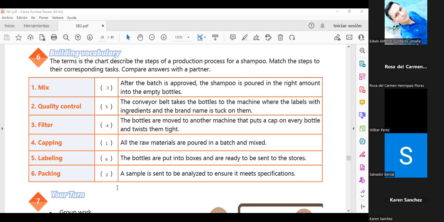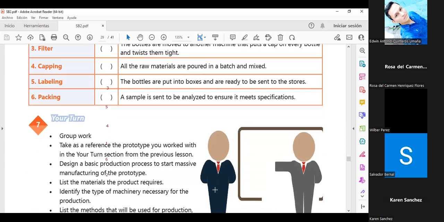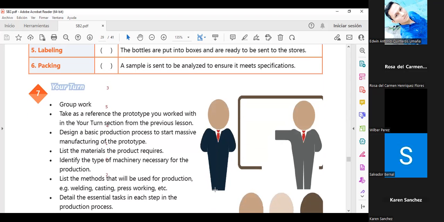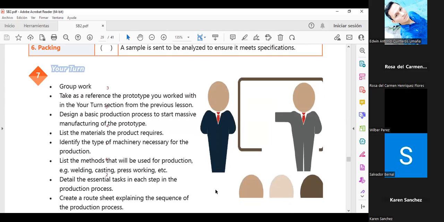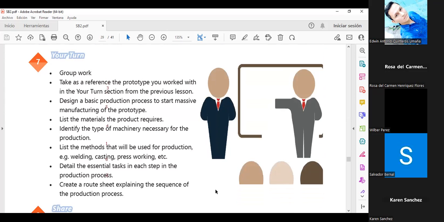¿ok? Bien, se pueden guiar por esta parte de aquí abajo, ¿ok? ¿Puede bajar ahí un poquito donde dice your turn, Nelson? Ahí dice, take as a reference the prototype you work with in your turn section from the previous lesson. No hicimos el prototipo, ok, no lo hemos hecho, lo vamos a hacer en el repaso. Ahorita nos vamos a diseñar un proceso de producción básico, ¿verdad? Y pensando en una producción masiva, ¿verdad? Luego, ustedes tienen que poner ahí cuáles son los materiales que van a utilizar para su producto, ¿verdad? Lo que requiere su producto.